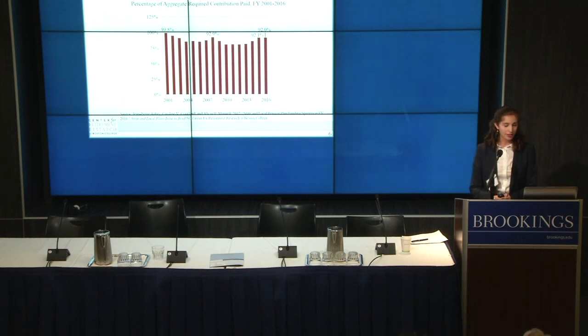So one reason for the secular decline in funded ratios is just that the sponsors have not paid their full ARC since the late 1990s. And you do see some cyclicality here. Sponsors are more likely to make their full contributions when times are good than when times are bad, as one might expect. But what's remarkable is that even in the last few years when the stock market has been performing well, sponsors have not been making their full contributions.